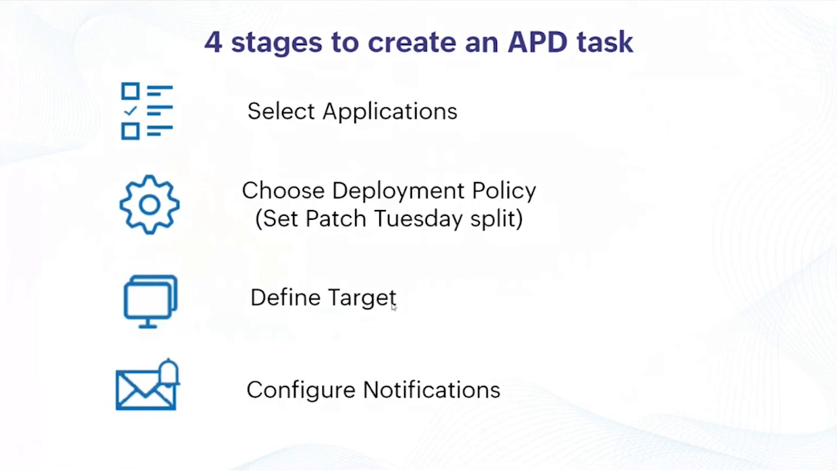Number third would be to define the targets. You can also exclude targets using the exclude target filter. And the last step is to configure the notifications. So you can also attach detailed reports about the deployment downloads and failure. And as I already mentioned, we support 3 different formats of reports, that is PDF, XLSX, as well as CSVs.